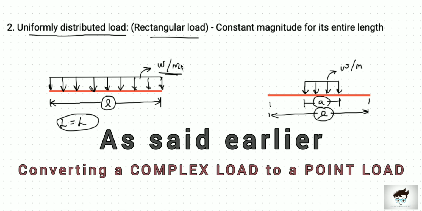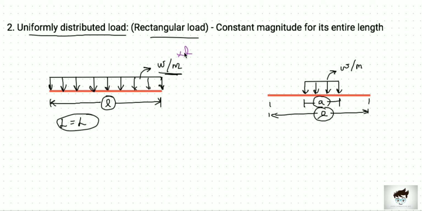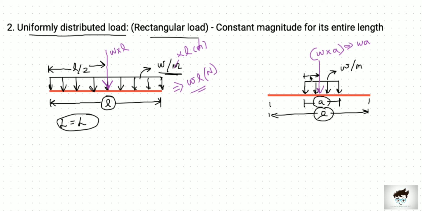You can simply multiply the magnitude of the UDL with its length. For the first example, it will be W per meter times length L, which is also in meters, so meter gets cancelled out and we will get WL in the unit of newtons or kilonewtons, whatever it may be, in the unit of point load. And the big doubt here is where we will place this converted point load. It will be acting at the CG, the center of gravity of the load case. That is, for the first example, it is going to be L by 2 distance from either end. And for the second example, it is going to be A by 2 distance, right?